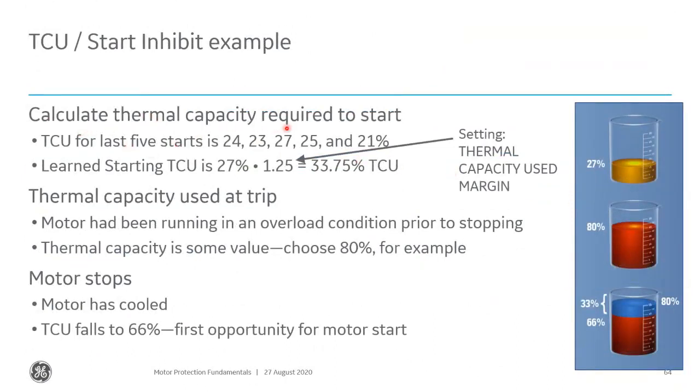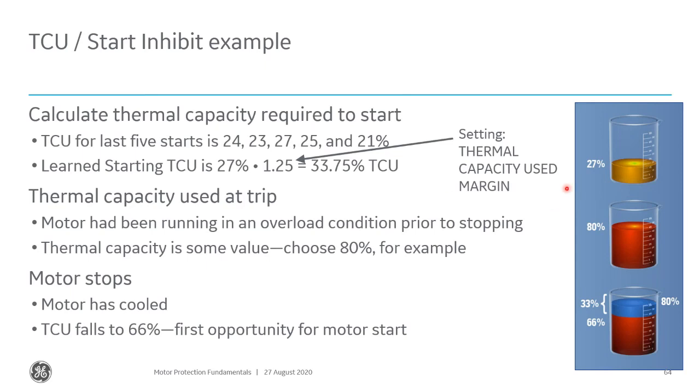So calculate the thermal capacity required to start, and this is based, like I said, on the last 5 starts. And the thermal capacity used for these last 5 starts in this example are 24, 23, 27, 25, and 21%. So the learned starting thermal capacity used is 27%. That's the average. And then we have this setting of 25%, this thermal capacity used margin. So the relay is holding on to this 33.75% thermal capacity used value as the capacity that the motor needs to restart.